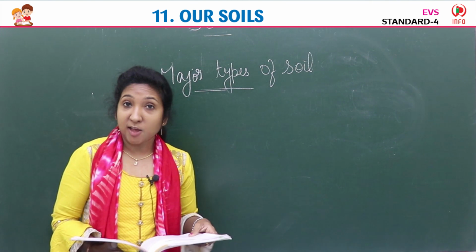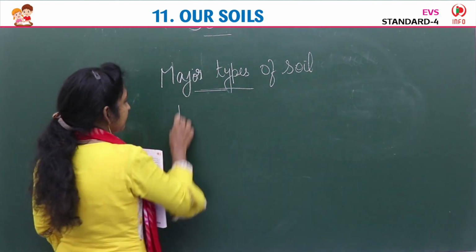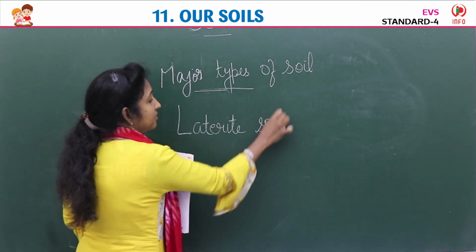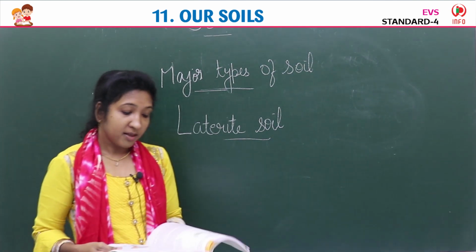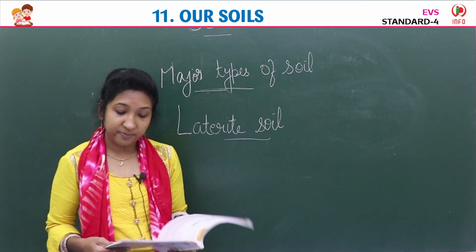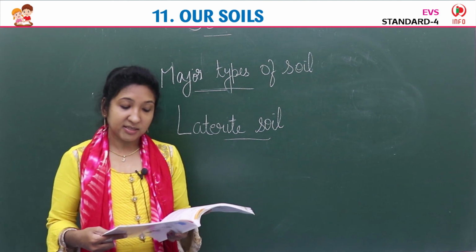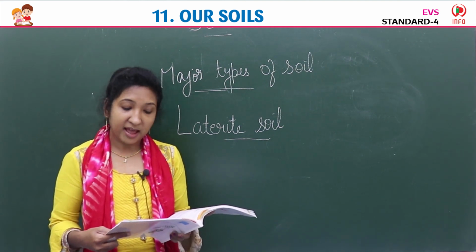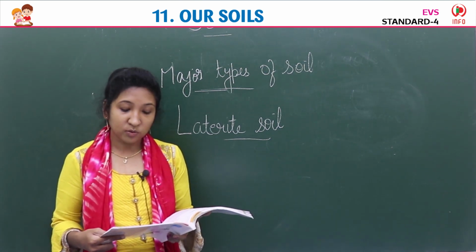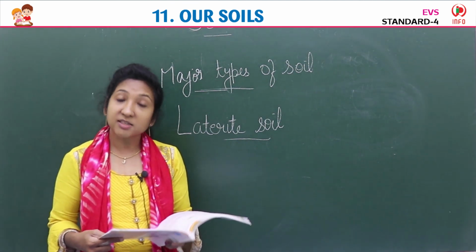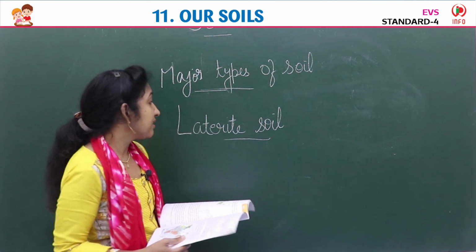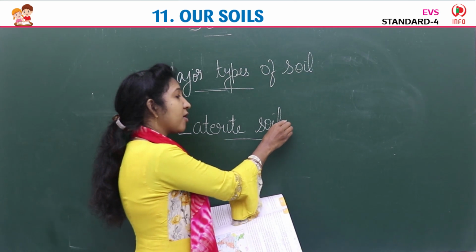So coming to the next soil type, laterite soil. Laterite soils in India are found in the Eastern Ghats of Odisha, the southern parts of Western Ghats, Malabar coastal plains and Ratnagiri of Maharashtra, and some parts of Andhra Pradesh, Tamil Nadu, Karnataka, Meghalaya, and western parts of West Bengal. These are the places where we can find laterite soils.